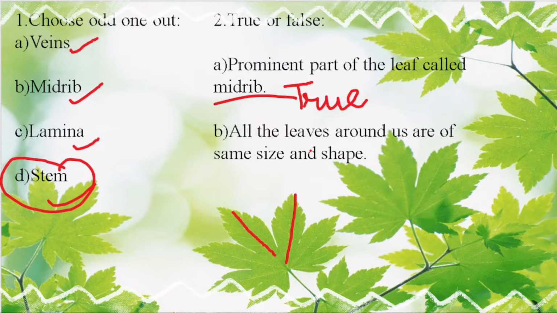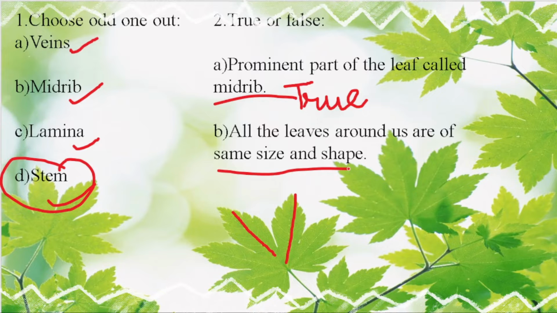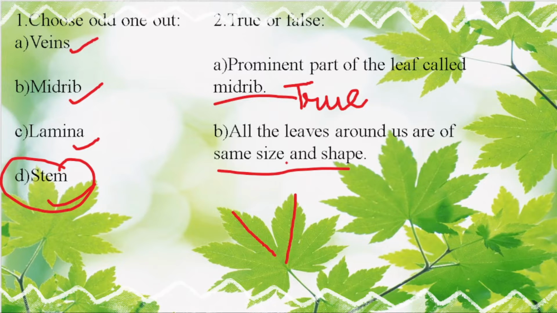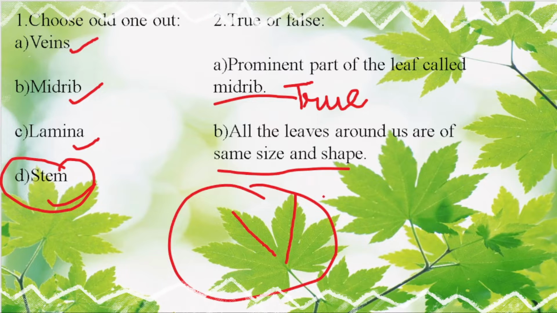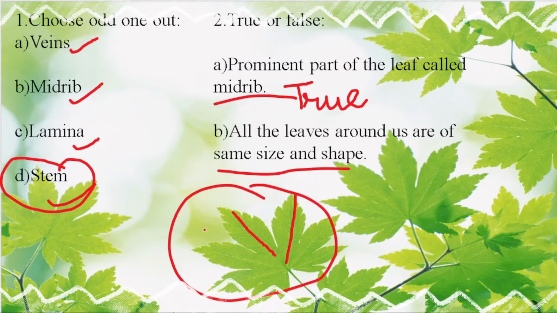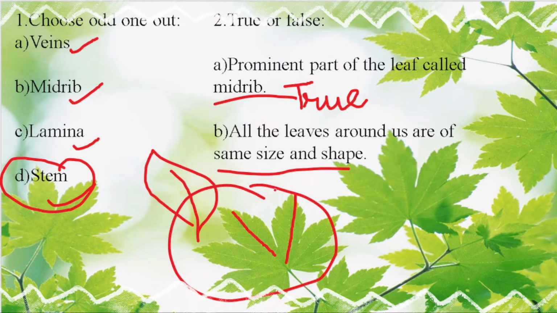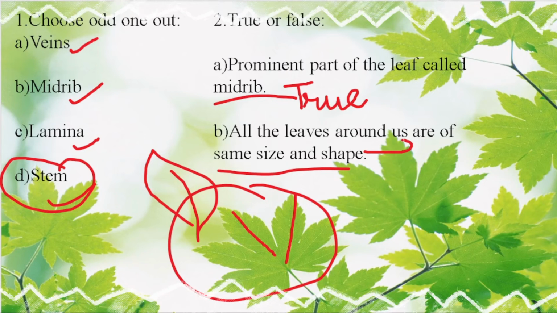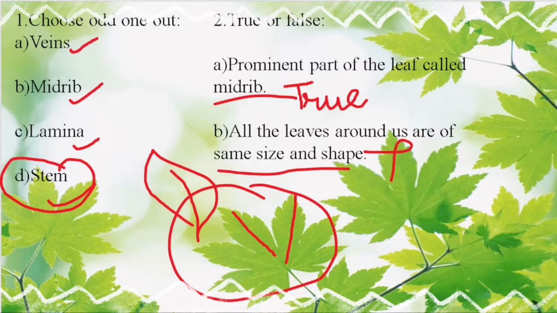Now, all the leaves around us are of same size and same shape. This is not true because I can see different kinds of shapes. Like you can see this is a different kind of shape. Am I right? Or you have also seen this kind of leaves. So we have seen different kinds of leaves, different in size and shapes. So this is false. This is a false statement.